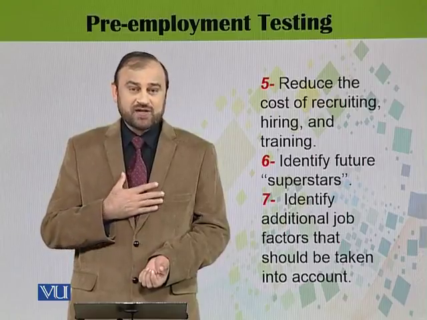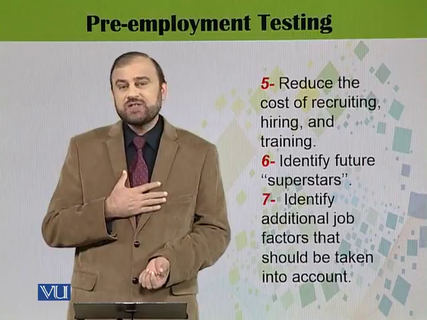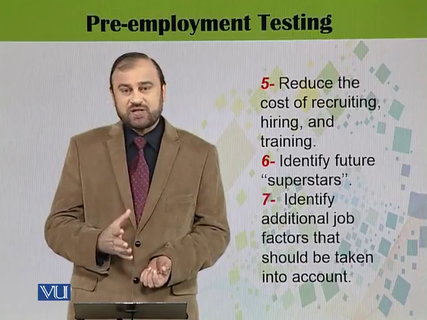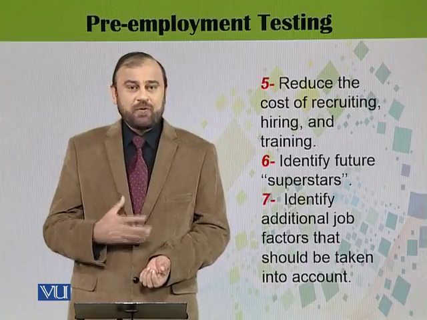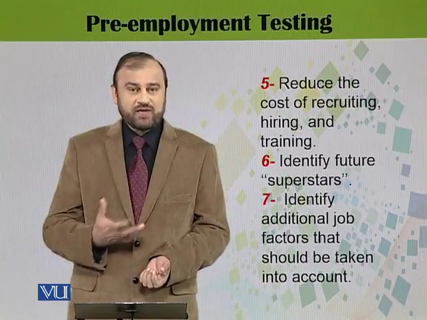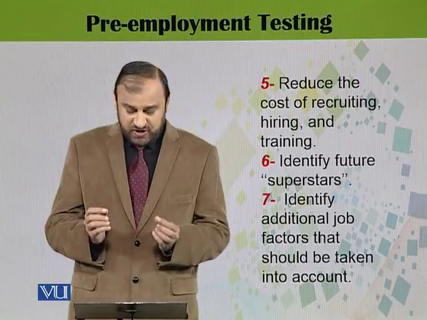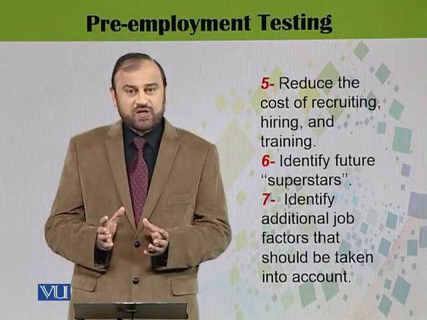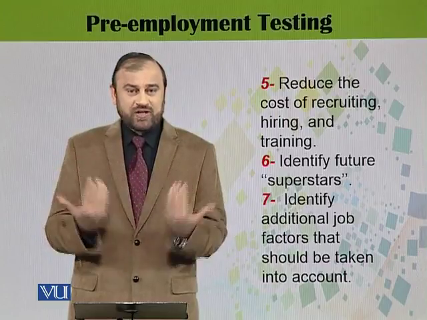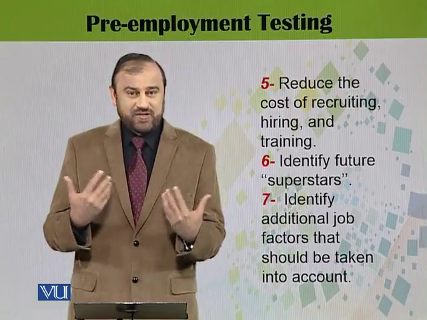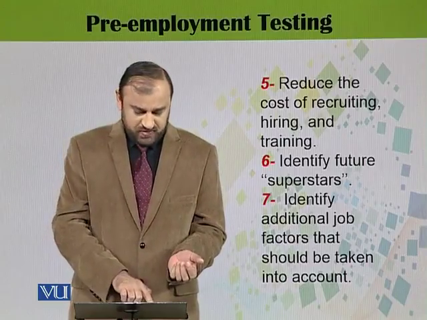Number six, it identifies future superstars. Sometimes there are superstars in the selection process, and employment testing can identify those superstars. So you should not avoid such superstars in the selection process, and employment testing would provide you the way to identify them. And number seven, it identifies additional job factors that should be taken into account. So employment testing is not only revolving around the core competencies, but it also helps to identify the factors which make someone more successful in the job.